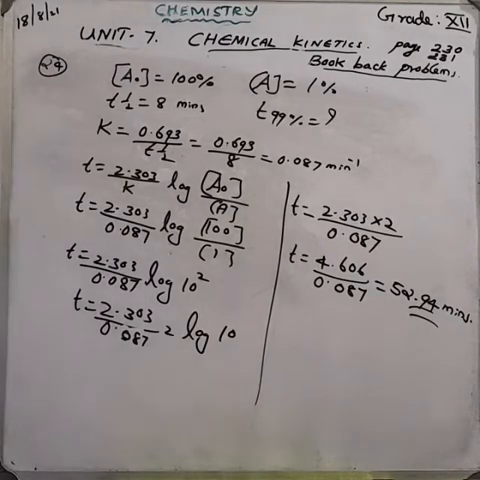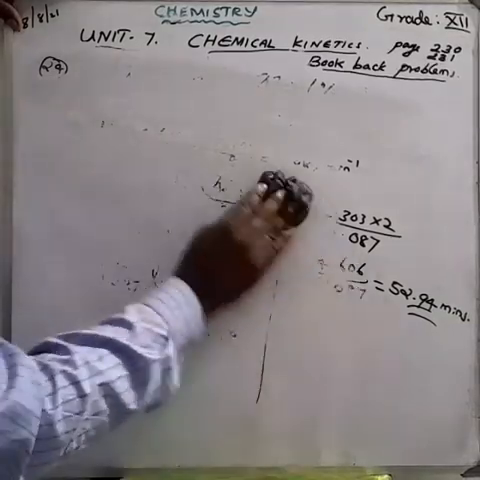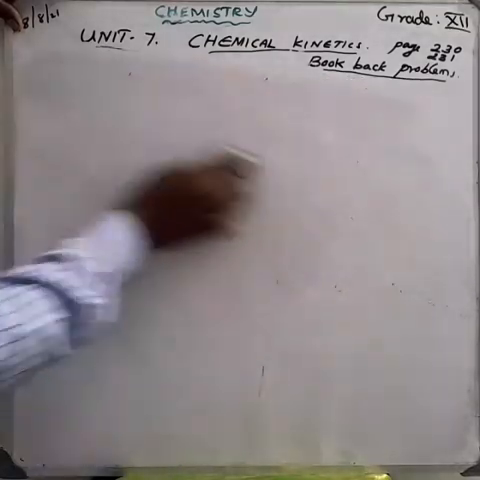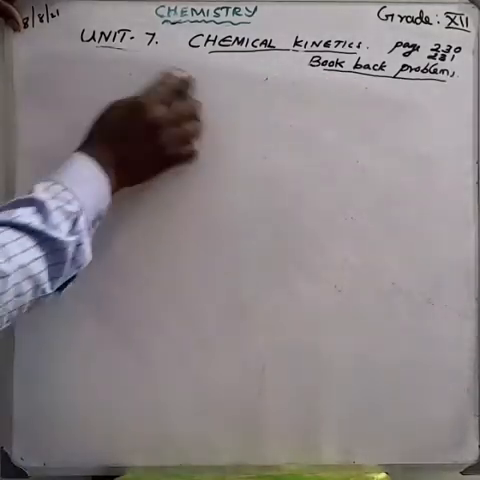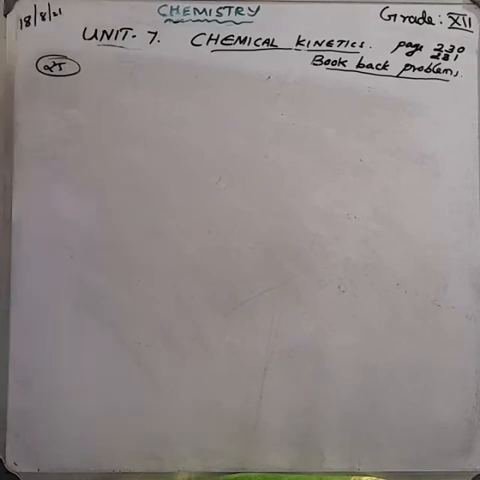Next question, question number 25. The time for half change in the first order decomposition of substance A is 60 seconds. Calculate the rate constant. How much of A will be left after 180 seconds? This is one of the important questions. That's the question.